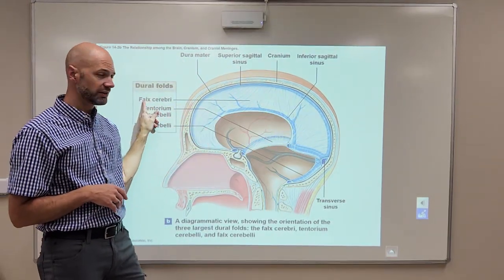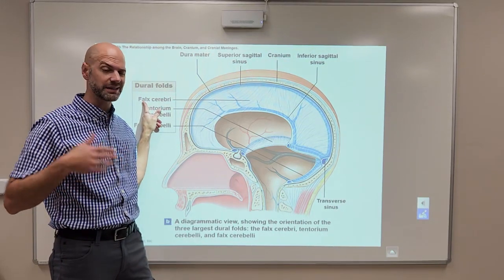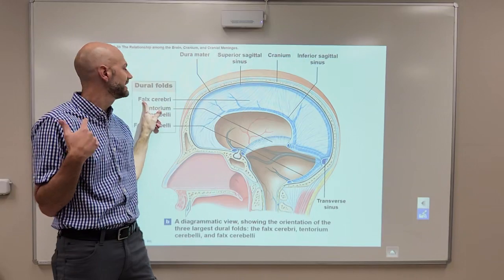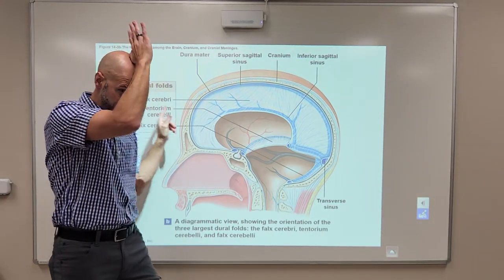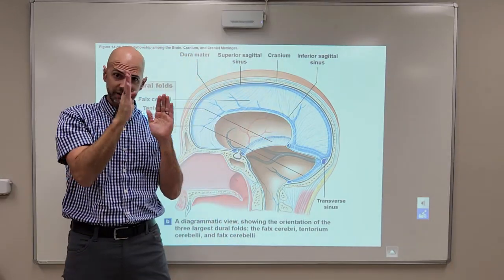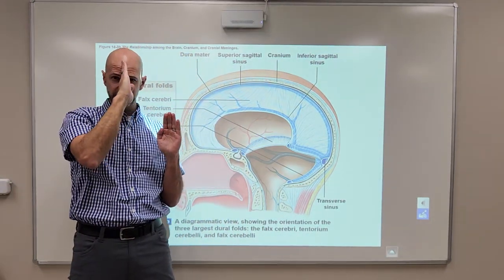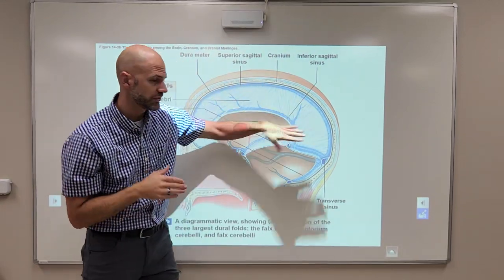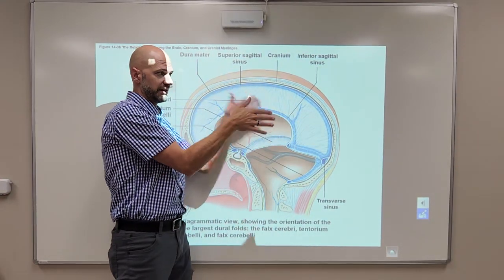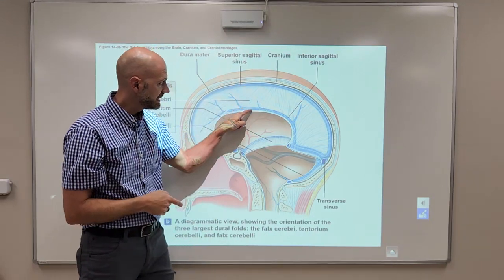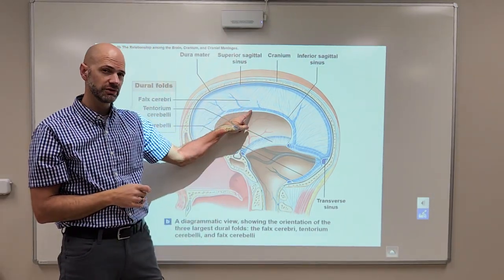Whenever I see the word falx cerebri, for some odd reason, I think of mohawk. Falx, mohawk. I don't know why, but it has a kind of shape like a mohawk, right? And so that's the orientation. It's actually deep inside of the skull, but it's in this orientation. It's a sheet of connective tissue that separates the right and the left hemispheres, and it extends into the longitudinal fissure.